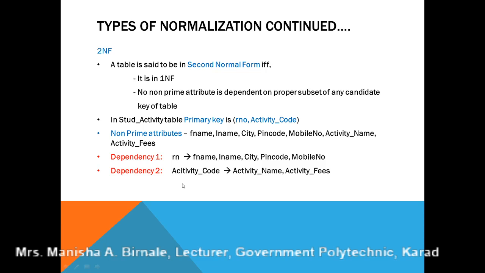So we have to bring our table into second normal form now. What should be done for that purpose? We have to decompose the table, means we have to split the table into multiple tables. How should the decomposition be done? We have already found out the dependencies. So as per these dependencies we have to split the tables. The first table will have columns roll number, fname, lname, city, pin code and mobile number. The second table will have columns activity code, activity name and activity fees.